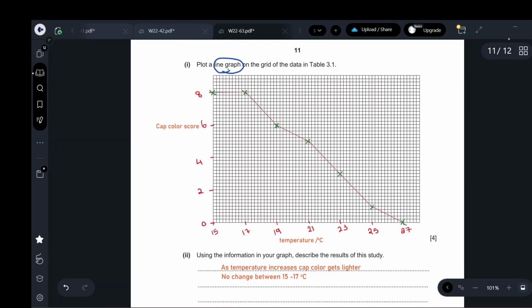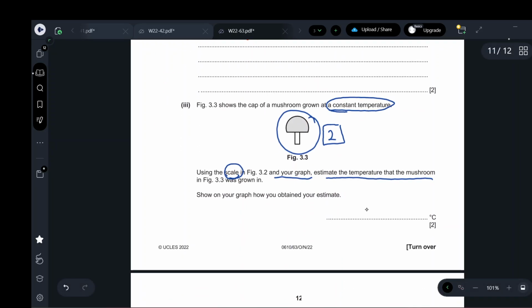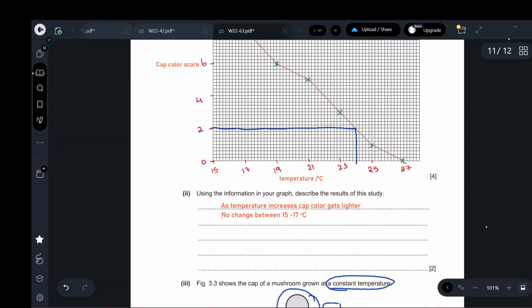What temperature is it grown at? Let's see, score 2 here. And then I will go down. It is right in the middle between 23 and 25. So it will be around 24 degrees Celsius. You have to show the lines on your graph, how you got the number.